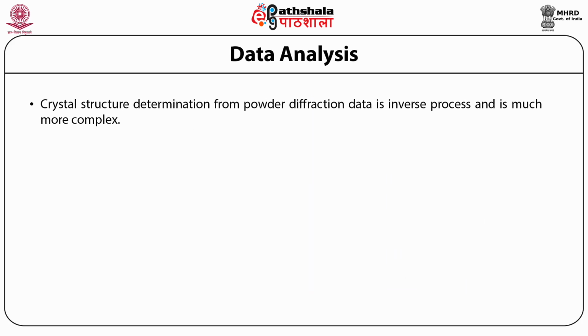The determination of crystal structure from the powder diffraction data is an inverse process and it's much more complex. First, individual Bragg peaks should be located on the pattern, and both their position and intensities have to be determined by fitting to certain peak shape function including the background. The second step, the peak positions are used to establish the unit cell symmetry, parameters, and the content.